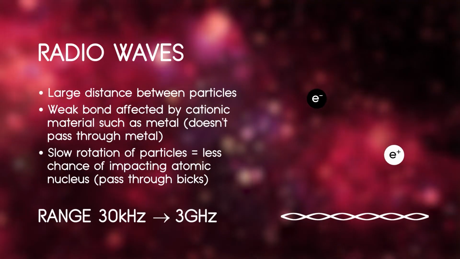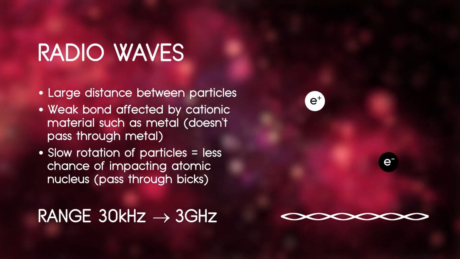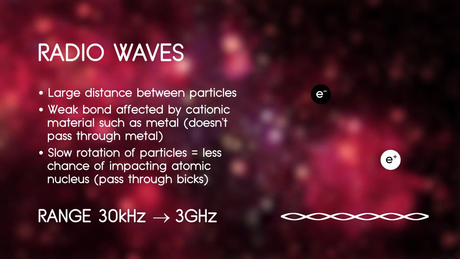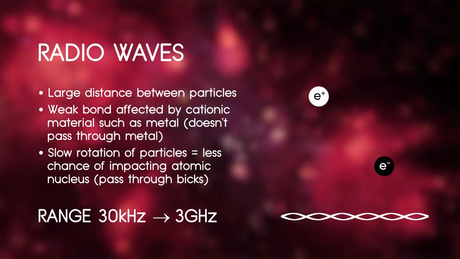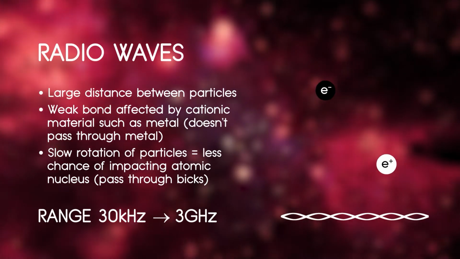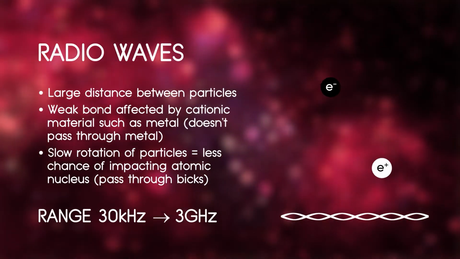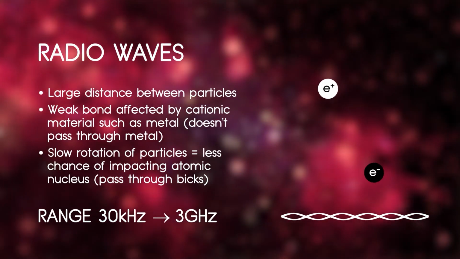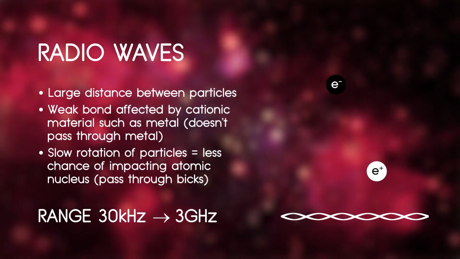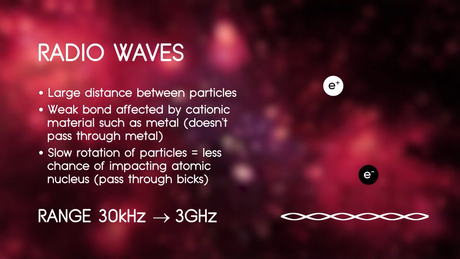Metals give up their outer shell electrons, making them generally cationic. This might affect the weak bond between binary particles in radio waves, making it difficult for radio waves to pass through metals or water. It would not affect the passage of radio waves through non-conducting matter like bricks, etc.